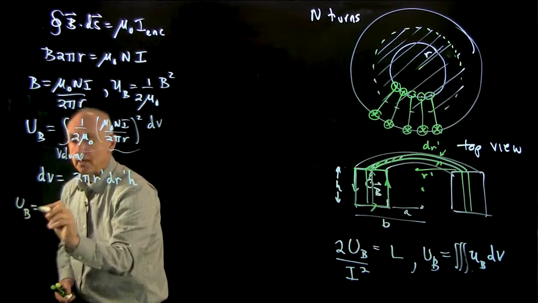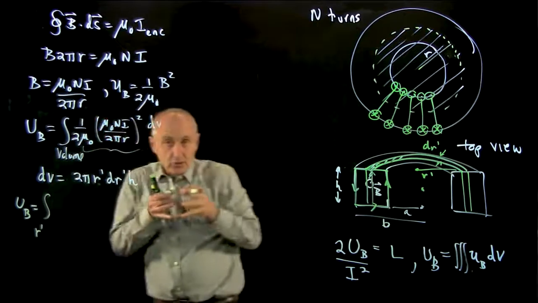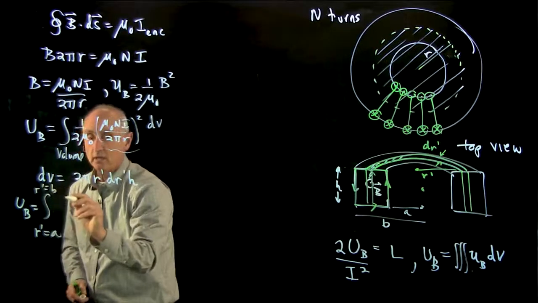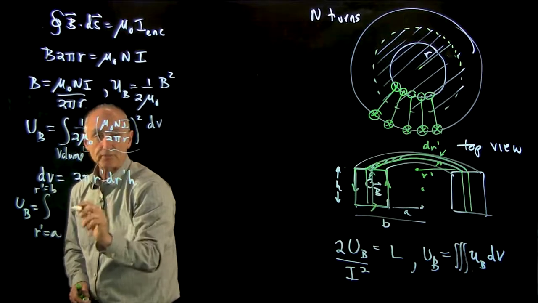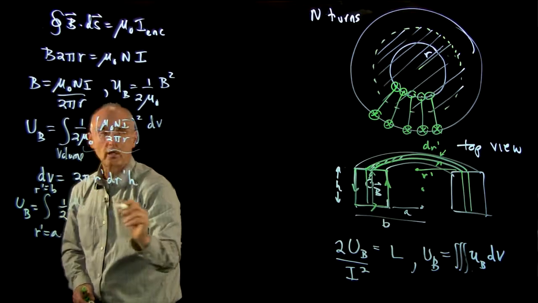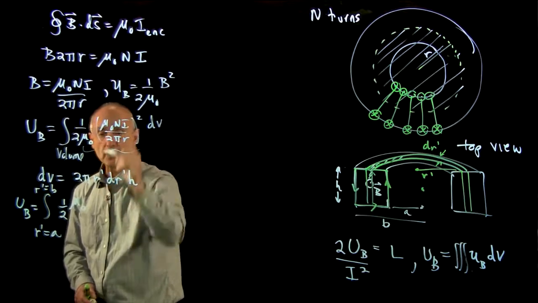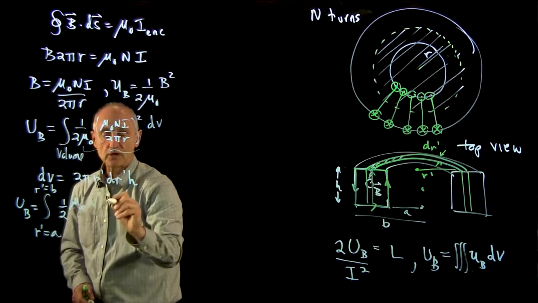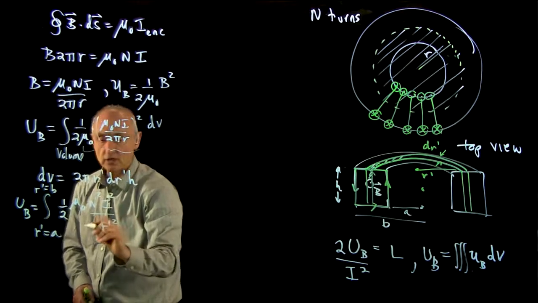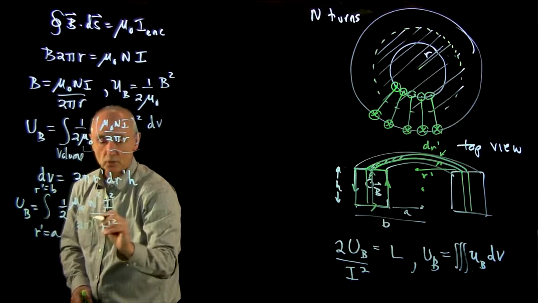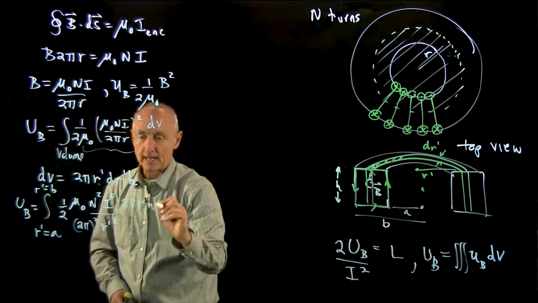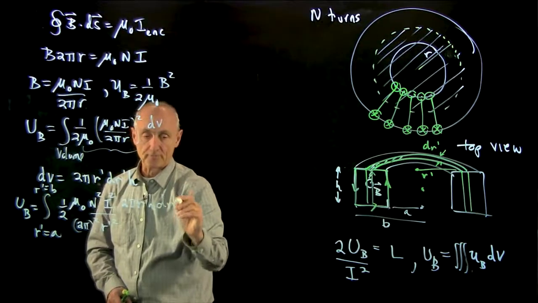So UB is the integral as I integrate my shells out from r prime equals a to r prime equals b. Now here, let's just clean this up a little. We get a half on the outside. We get a mu naught. Upstairs, we get an n squared. Upstairs, we get an I squared. There's an r prime squared downstairs. There's a 2 pi squared downstairs. And upstairs, 2 pi r prime h dr prime.